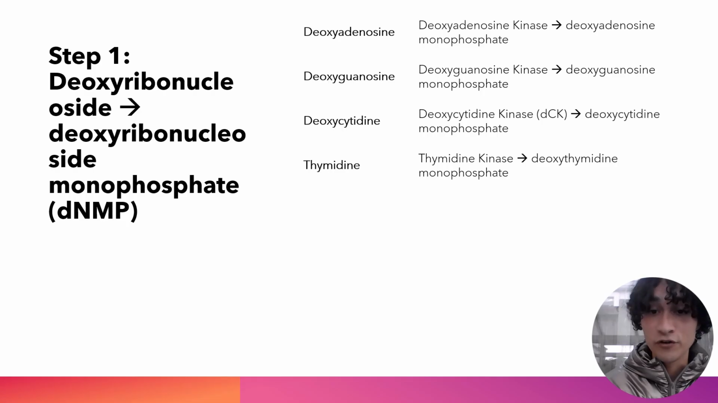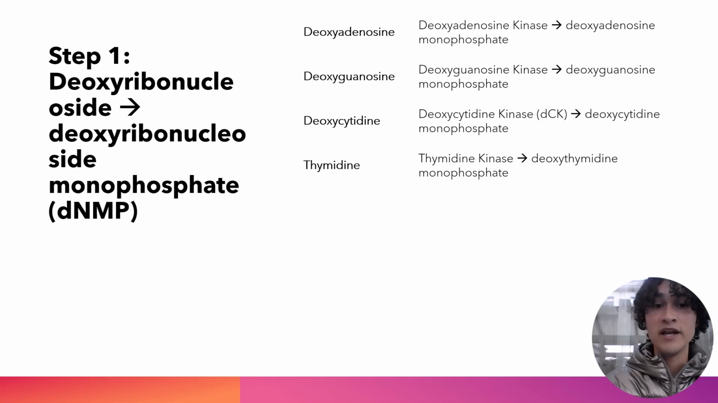Mono, there's one phosphate group now. One phosphoester bond has formed between that pentose sugar and that phosphate group. And it's the same principle for deoxyguanosine, deoxycytidine, and thymidine. Their respective kinase enzymes, along with ATP as a phosphate donor and magnesium as a cofactor, will help catalyze this reaction to give us deoxyguanosine monophosphate, deoxycytidine monophosphate, and thymidine monophosphate. So that's step one complete.